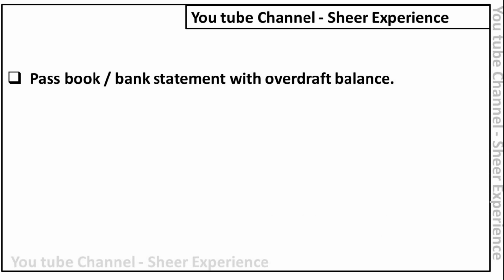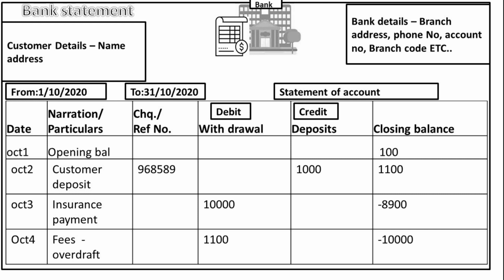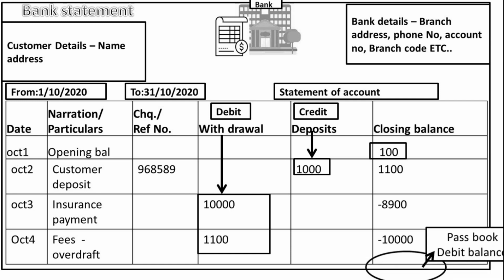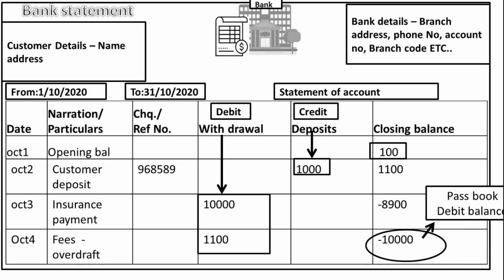Now we have seen overdraft balances as per cash book. Now we'll see how a bank statement or a passbook looks if there is an overdraft balance. Here if we see, the opening balance is 100 and the deposit is only 1000. But under withdrawals, we have 10,000 and 1100, that is 11,100 under withdrawals. When the deposits are less and withdrawals are more, then we end up seeing negative balance in the bank statement. This is because of more debits than credits.